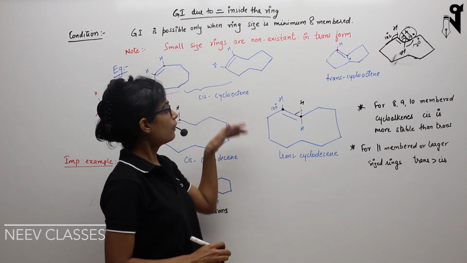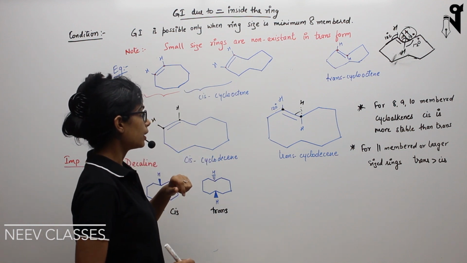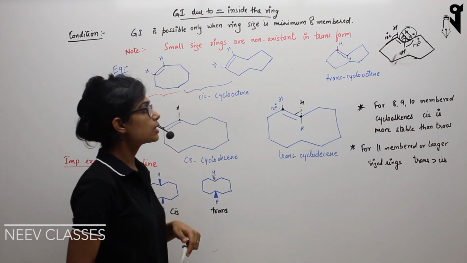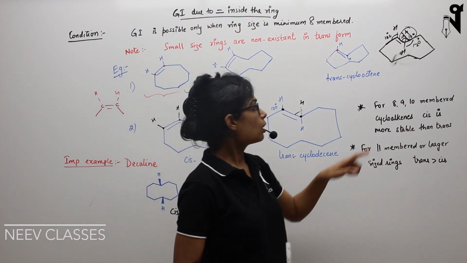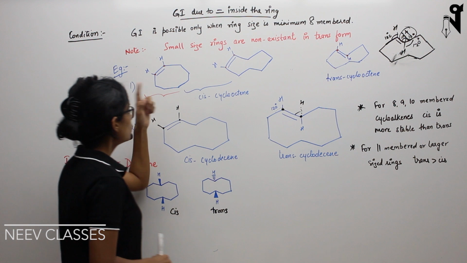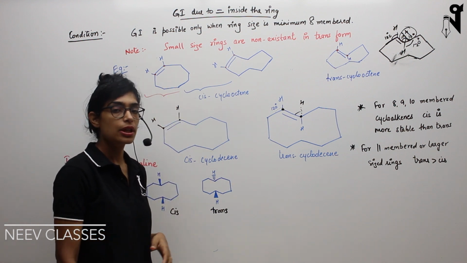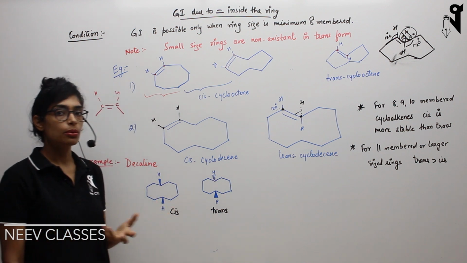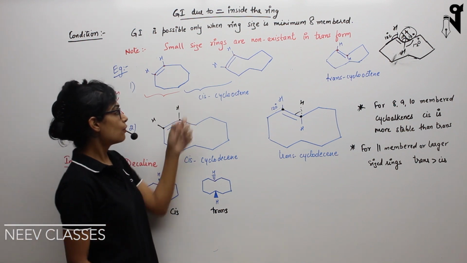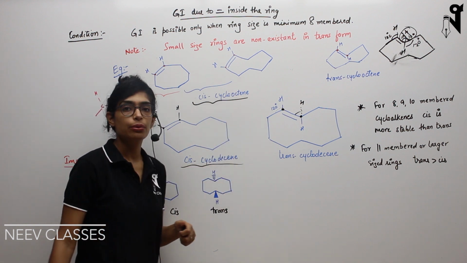Now, I have taken two examples, one cyclooctene and another cyclodecene. In both cases, I have shown you cis and trans forms. Now, when we talk about 8, 9 and 10 membered rings, cyclooctene, cyclononene, cyclodecene, here you will find, this is the common observation, that the cis forms of such cyclic chains are much stabler as compared to trans.